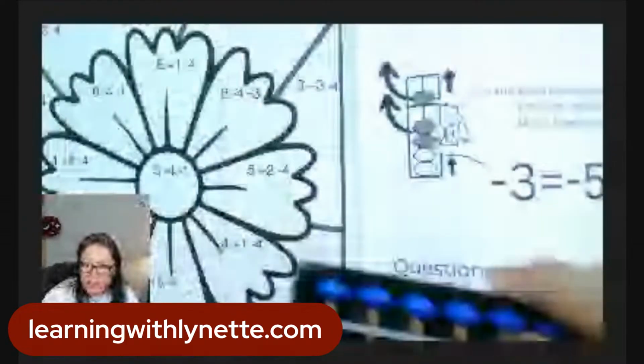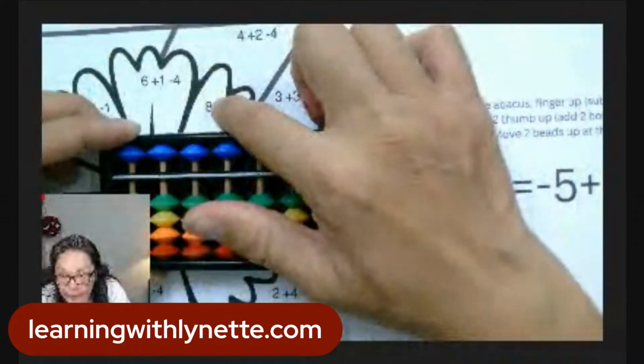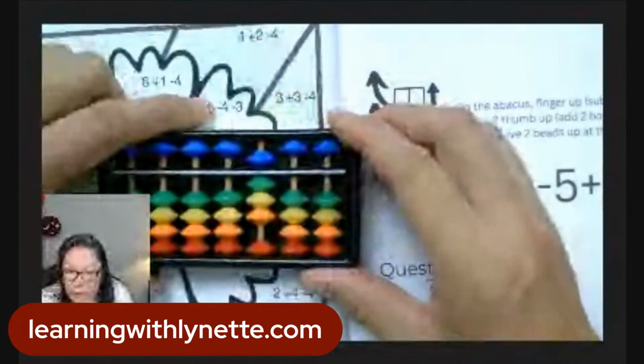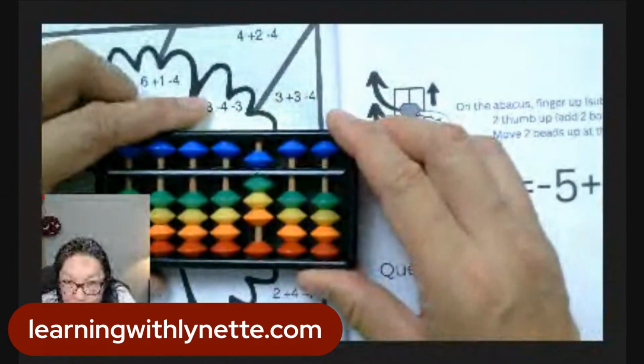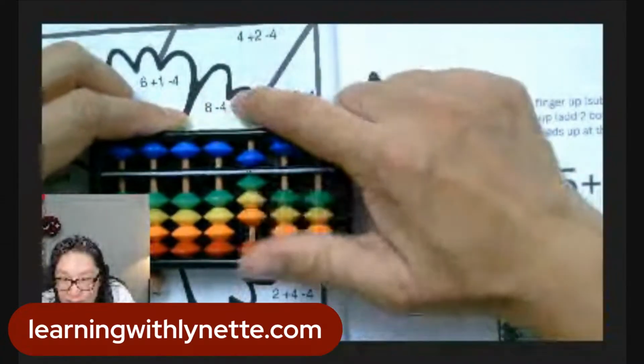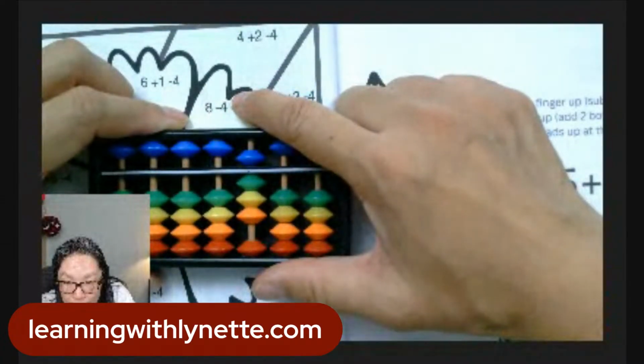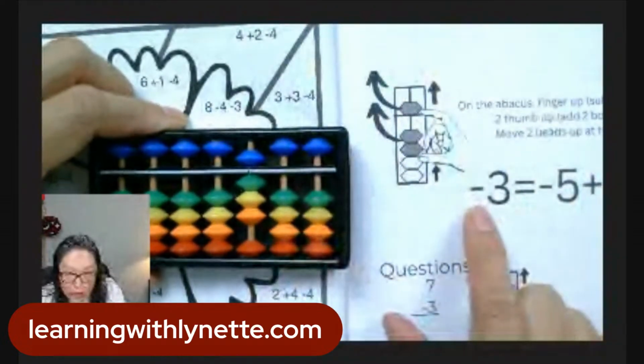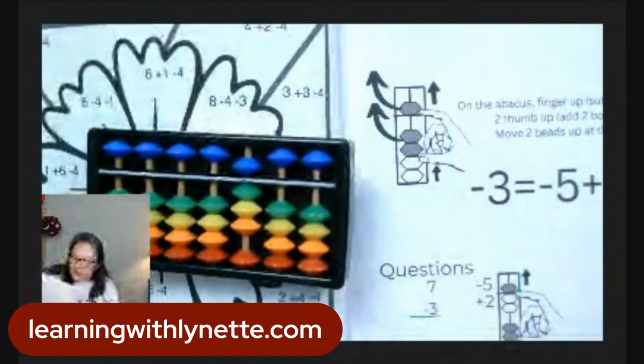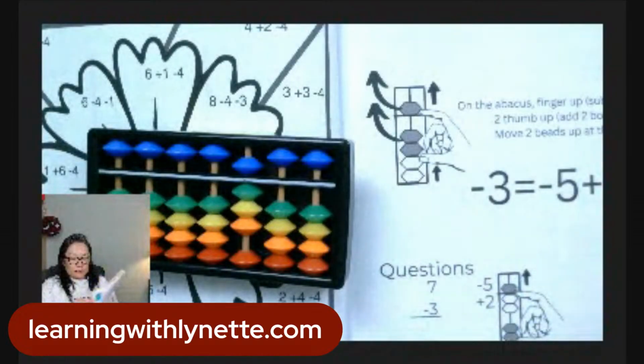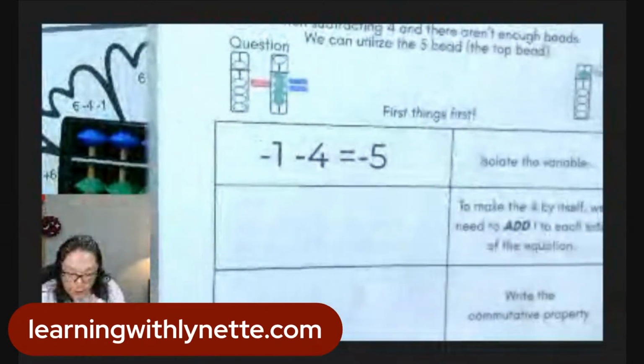So let's do this one, right? We have 8, and then we minus the 4. How do we minus the 4? Do we remember how to take away the 4? Minus the 4 is what? Minus the 4 is what we're doing.